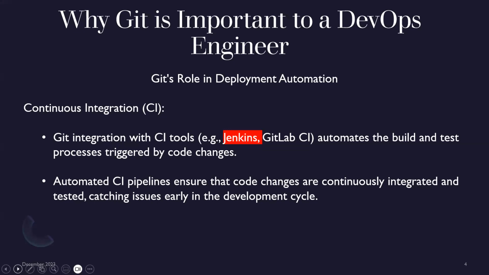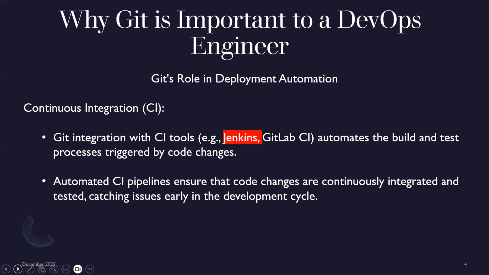When you integrate Git with a CI tool or CI server, you're able to automate the build and test process that is triggered by the code changes automatically. So now we don't have to do things manually anymore. Anytime the code has some changes, the CI tool is going to be triggered, and the process of building and testing the code is going to happen automatically. And that's going to be very important because it's going to increase productivity.